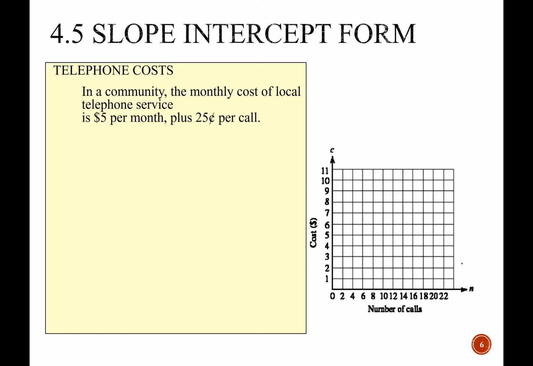So first of all, let's take a look at this question, telephone costs, right? In the community, the monthly cost of a local telephone service is $5 per month plus 25 cents per call. So first of all, let's get the equation to represent this telephone cost scenario. So X represents the total number of calls, right? And then Y represents the total monthly cost.